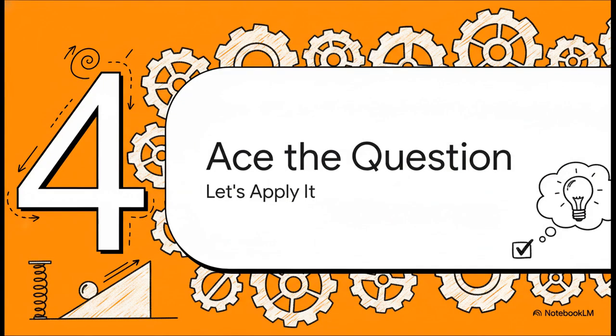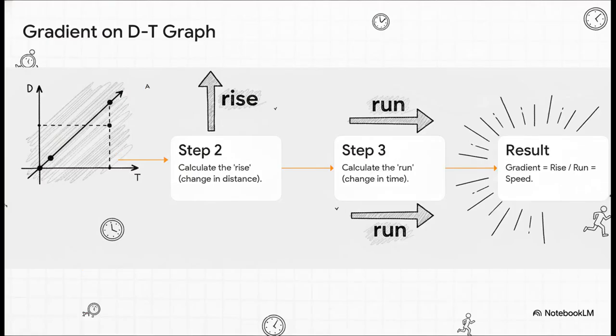Theory is great and all, but let's make it real. How do we actually use these two hacks to answer a question and get the marks? Let's walk through it together. So, how do we find the gradient? You've heard it a million times, rise over run. For a distance-time graph, you just calculate the rise, which is the change in distance on that vertical axis. Then calculate the run, the change in time. You divide the rise by the run and boom, that's your speed.